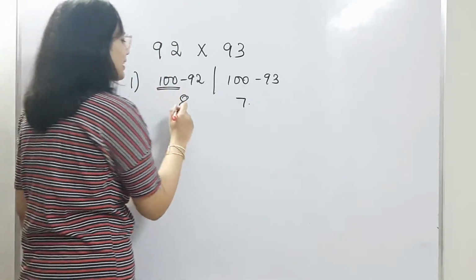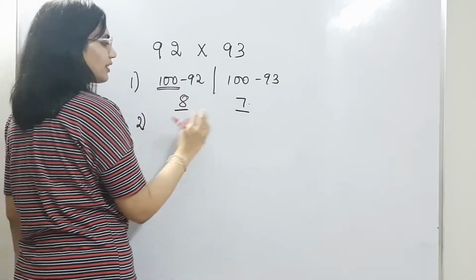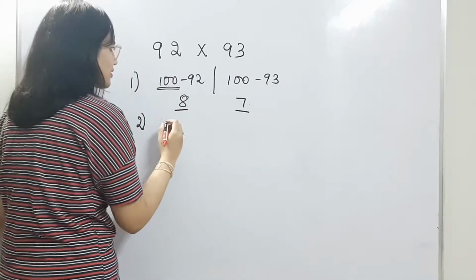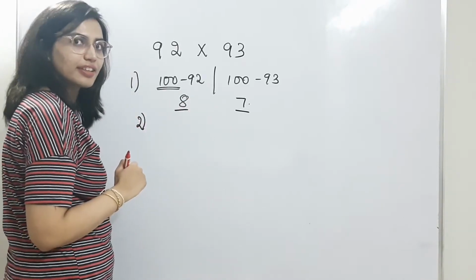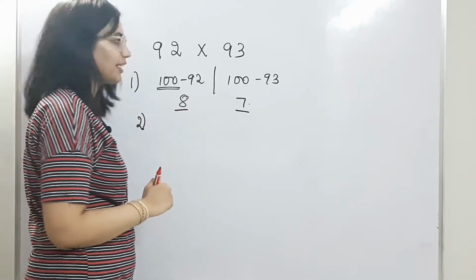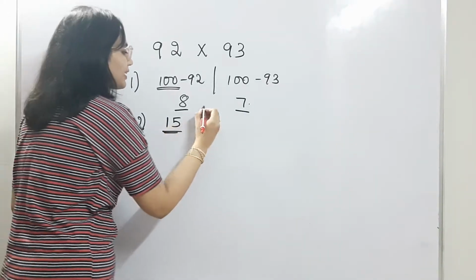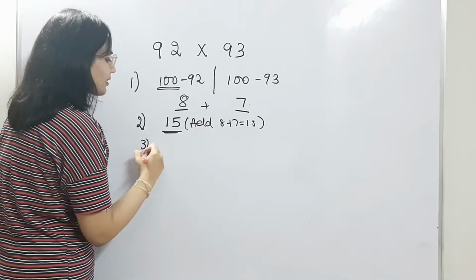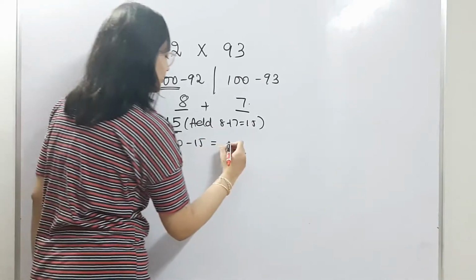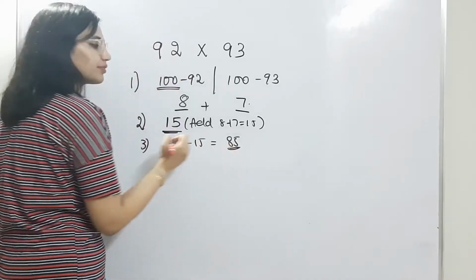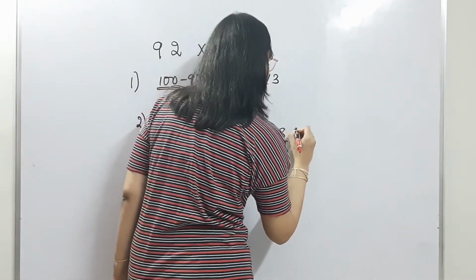So secondly, what you need to do is, once you get the distances, add these. What is 8 plus 7? 15, right? And after adding these, you need to subtract this value from 100. What do you get? 85? Yes. So this is the first two digits of that number.